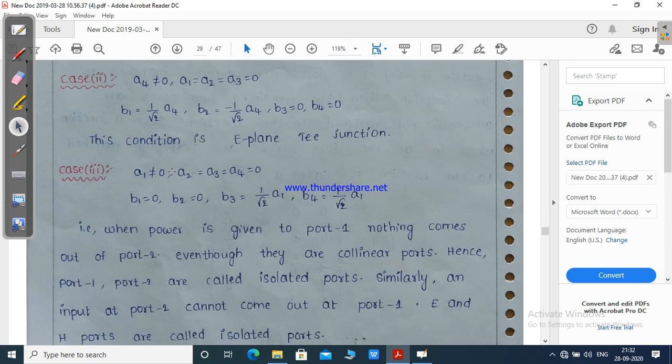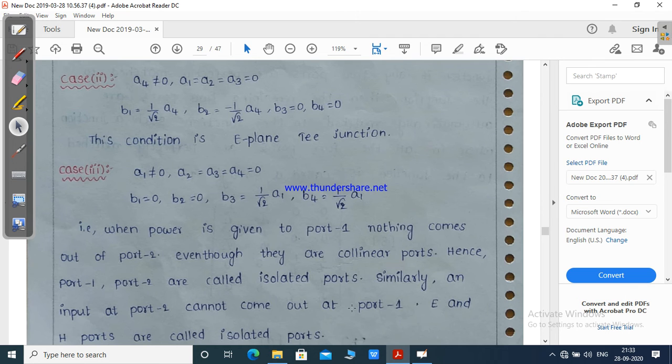If you take the first port as input, then we can observe that at port 1 we get 0 output, and at B2 it is also 0, B3 is 1 by root 2 into A1, and B4 is minus 1 by root 2 into A1. This is the thing. When power is given to port 1, nothing comes out of port 2, even though they are collinear ports. Hence port 1 and port 2 are isolated.